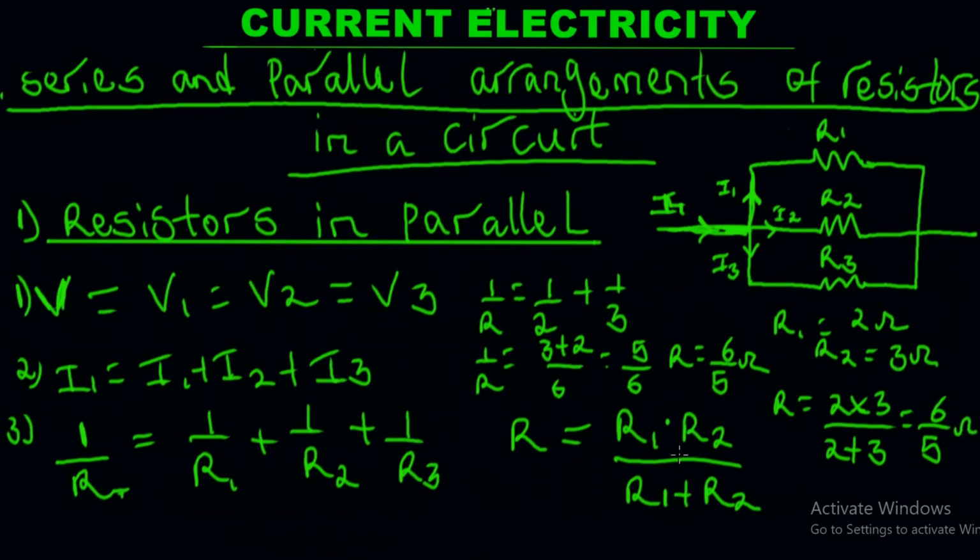So either formula gives the same answer. You could also use this formula for 3 resistors. It would have been possible, but the only thing is that you have to take it one at a time. You cannot say R1 times R2 times R3 over R1 plus R2 plus R3.